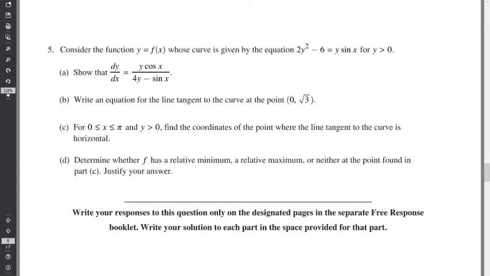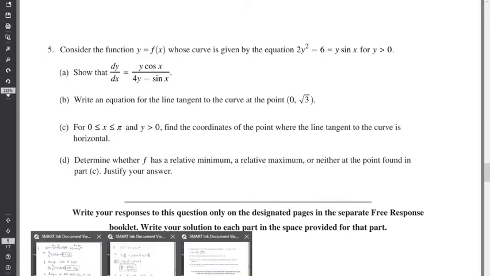All right, here's question 5 and question 6. Let's start with number 5. They give you this function, and in part A, they ask you to show that this is dy dx. In other words, they are giving you the function, they are telling you what the answer is for the implicit differentiation, and just asking you to show that that's what the answer is.